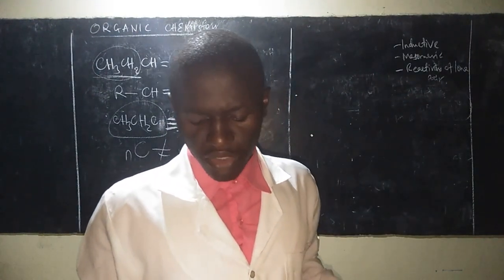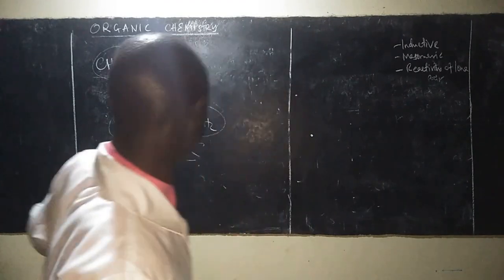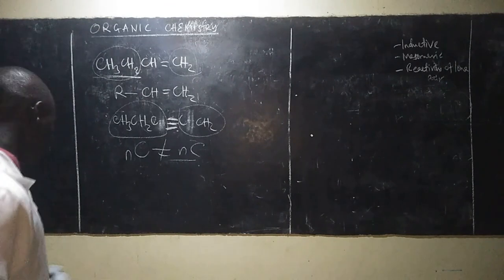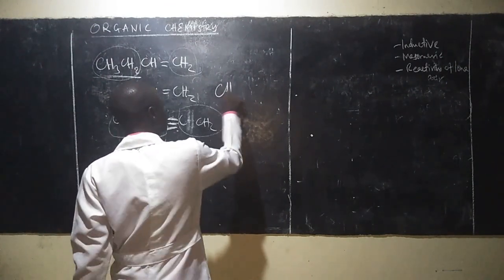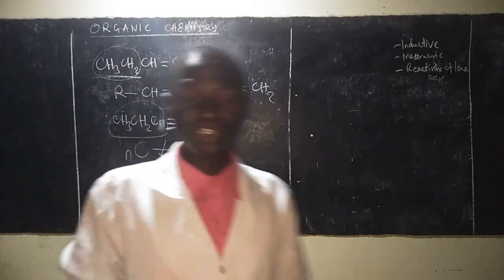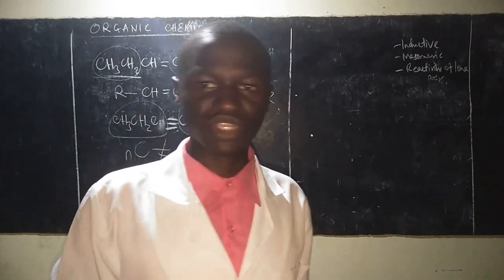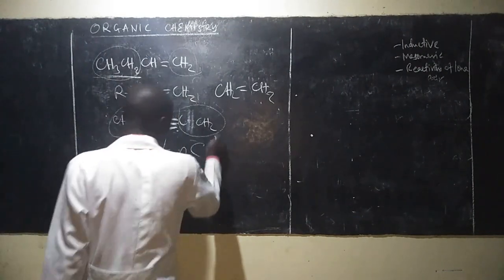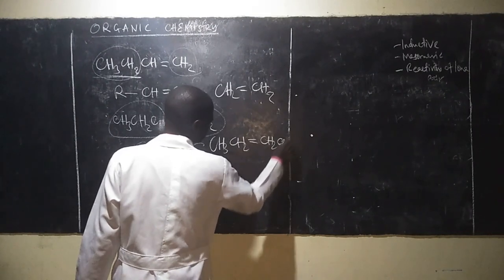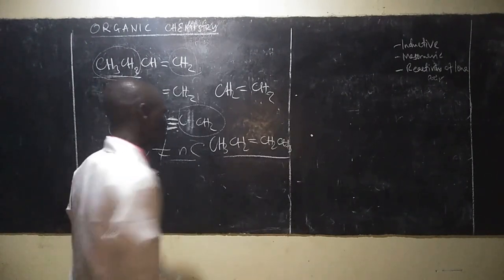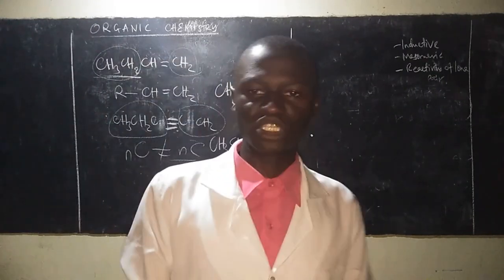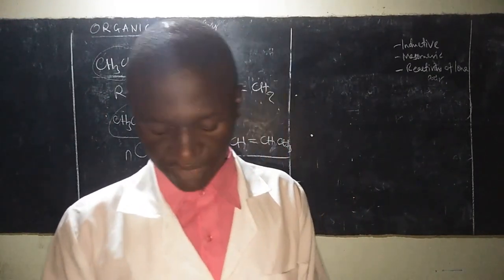So, we are saying that these are just examples of asymmetric. For the symmetric one, for example, if we have CH2=CH2, this one is symmetric because it contains the same number of carbon atoms on both sides of the bond. Or we have CH3-CH=CH-CH3. This is not CH2, it is CH. All of these are symmetric because they contain the same number of carbon atoms.